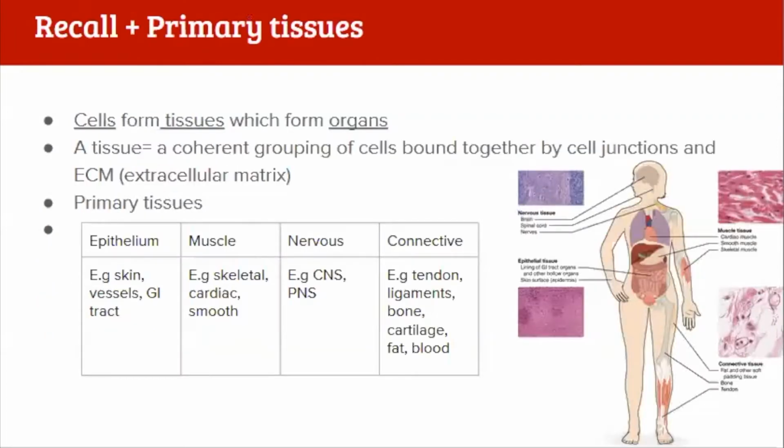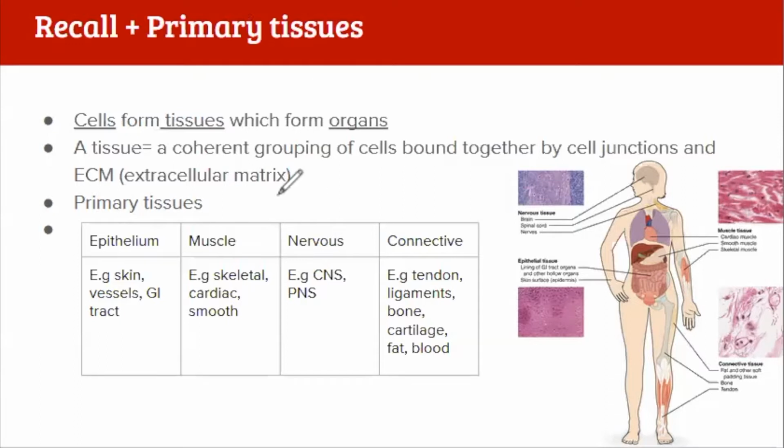So just a bit of recall about cells and primary tissues. Tissues form from cells and tissues will form organs. So the definition for a tissue is a coherent grouping of cells bound together by cell junctions and ECM, which stands for extracellular matrix. It's like this clear fluid jelly and it contains a couple of things.